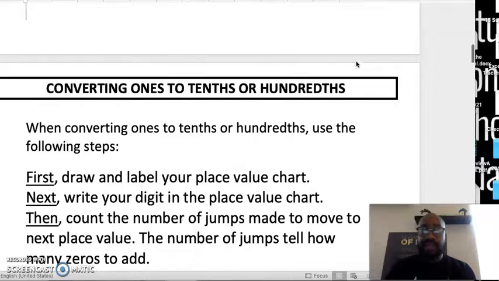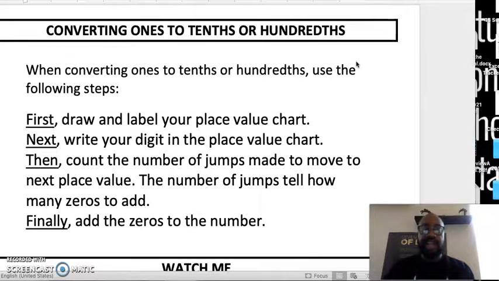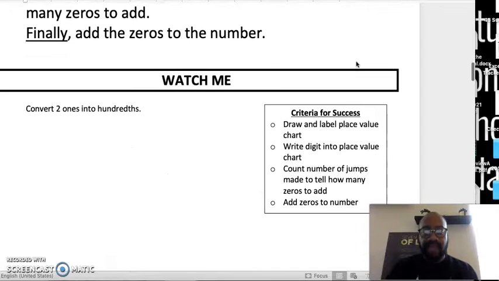To review, the steps have not changed. First thing we do is draw and label our place value chart. Then we write the number in the correct spot in the place value chart. Then we count our jumps and we add the zeros. Depending on if we're jumping to the tenths place or the hundredths place, it's going to change how many zeros we add. Then we write that number as a fraction.